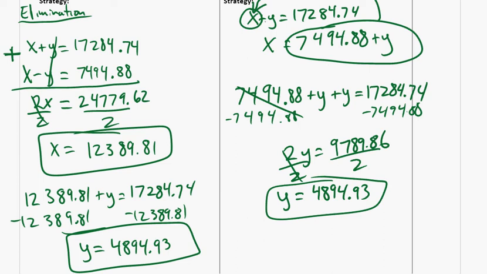You can substitute it back in either one of the equations you want. I would suggest to you that as long as you did that work to isolate a variable, it's always going to be easier to substitute back into that equation to find the missing variable. So all I got to do is x equals 7494.88 plus y, which we now know is 4894.93.